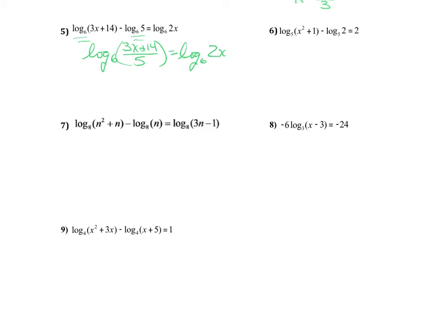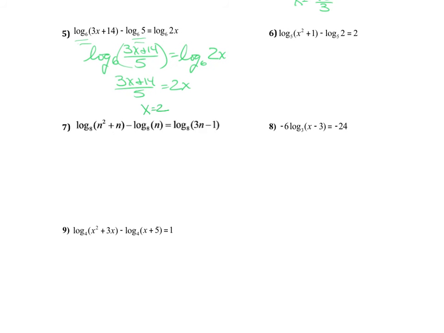Left side equals right side. The bases of the logs are the same, so you set the arguments equal to each other. Cross multiply and x is 2 for number 5. Problem 6, we're subtracting, so we're going to divide.